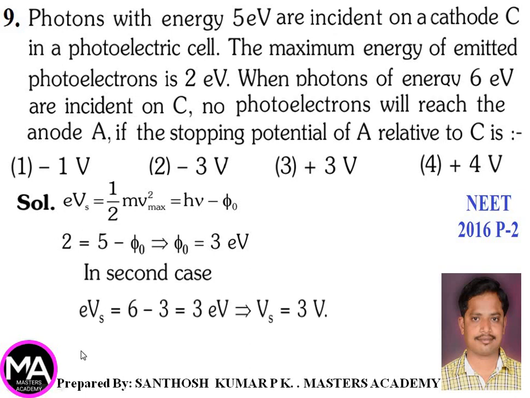Now, in the second case, for the stopping potential, e into Vs is equal to the energy of the photon, 6 electron volt, minus the work function, 3. 6 minus 3 is 3 electron volt. So e into Vs is 3 electron volt. You cancel e, you will get stopping potential V0 is equal to 3 volt. Since the stopping potential is nothing but the negative potential we are applying, we have to take it as negative. Therefore, VAC, the stopping potential of A relative to C, is minus 3 volt. Option is second.